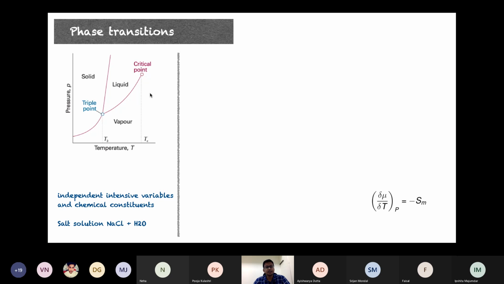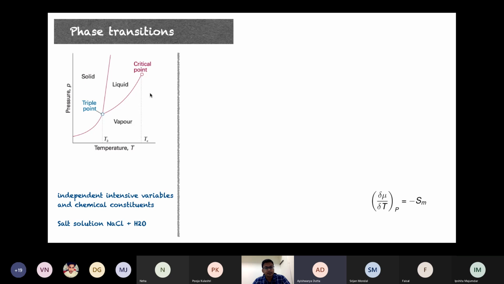And if you search in the literature, not very recently, a few years back, people have already confirmed another critical point that exists in water. It's called the liquid-liquid critical point in water. You can check on Google.